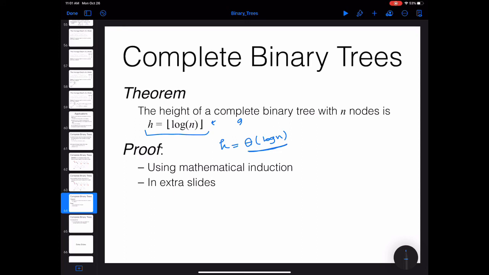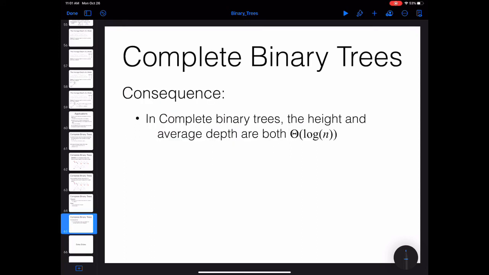I don't want to prove this theorem because it is going to be very complicated, but for all those theorems that we discussed about perfect binary trees, we can prove, not the exact formulas, but that the height of a complete binary tree with n nodes is going to be theta of log of n. And not only that, the average depth in a complete binary tree again is going to be theta of log of n.